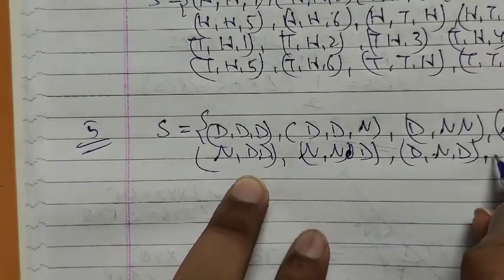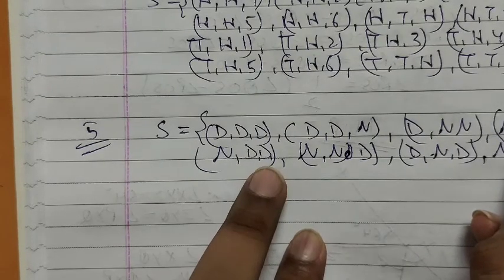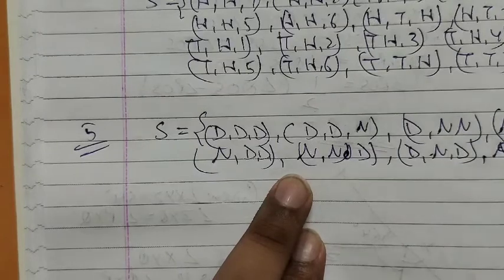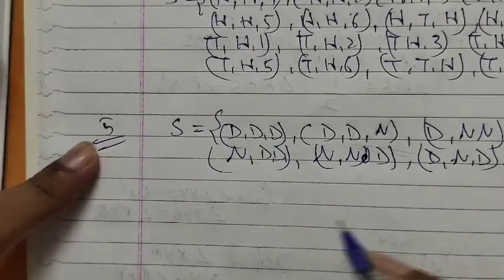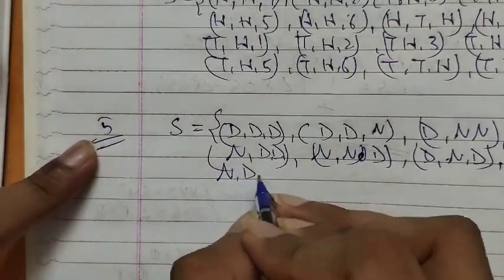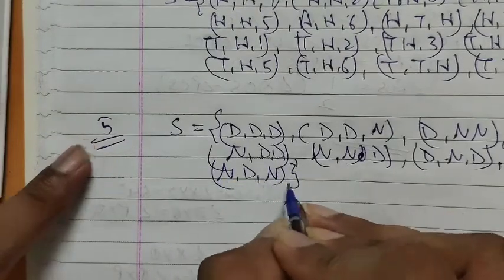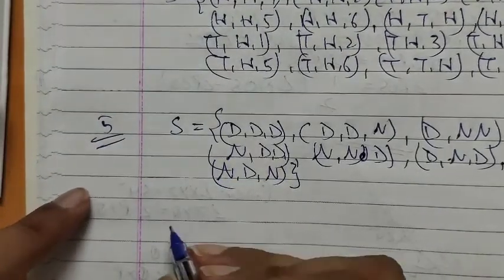If the first one is non-defective and the other 2 are defective, that also we have taken. Or we can have the first one non-defective, the second one defective, the third one non-defective. So these are all the possible outcomes, the sample space we can have.